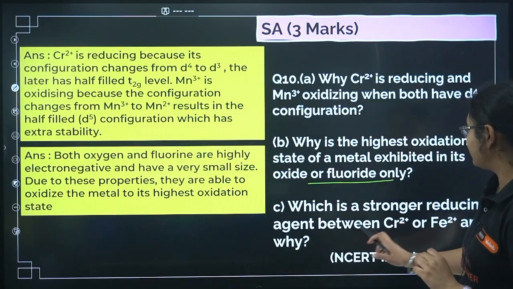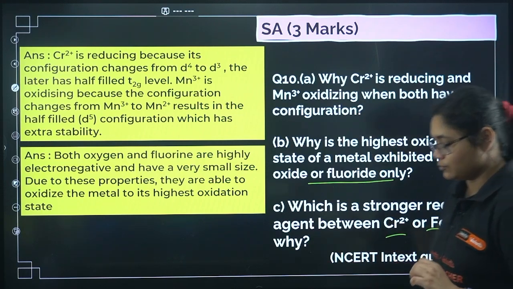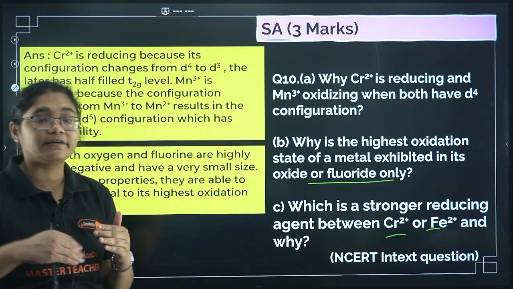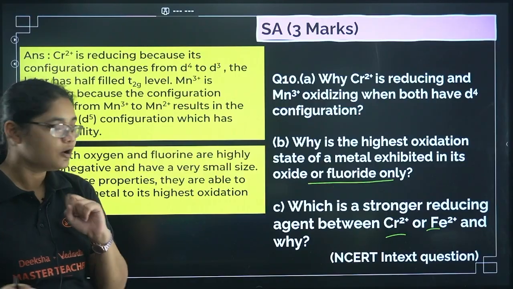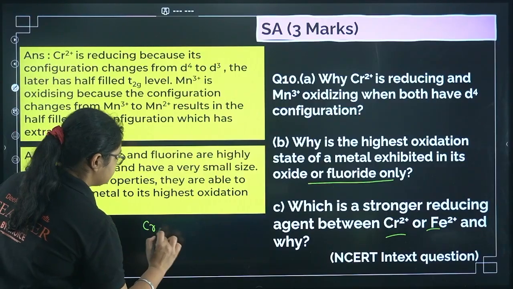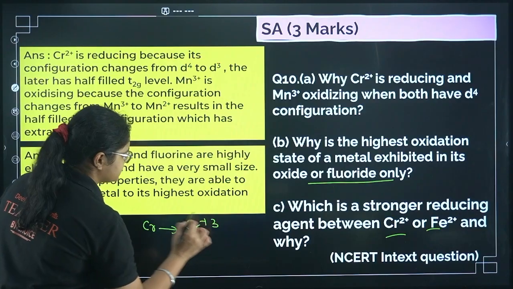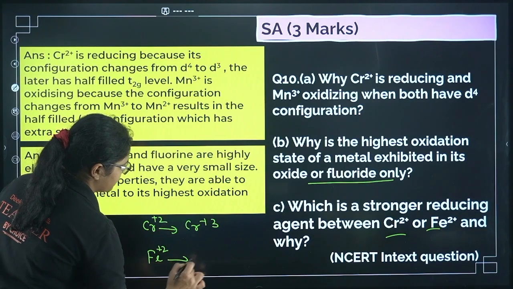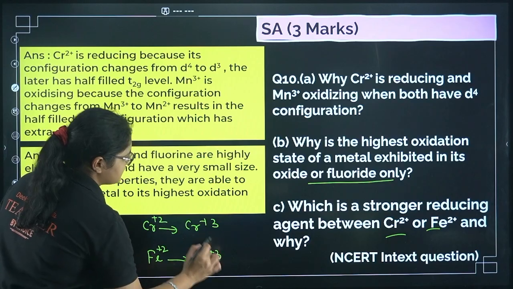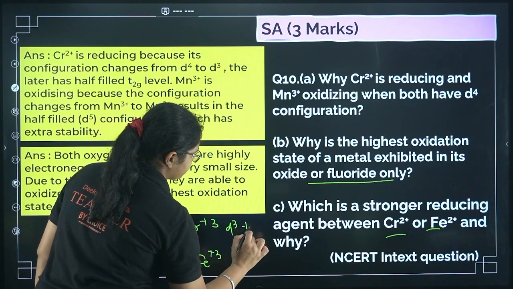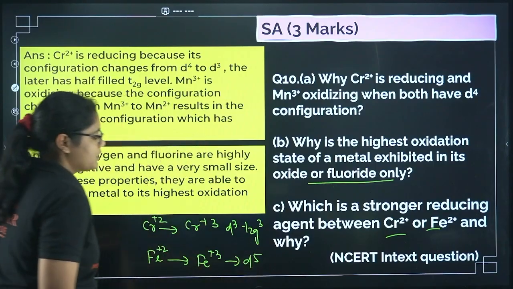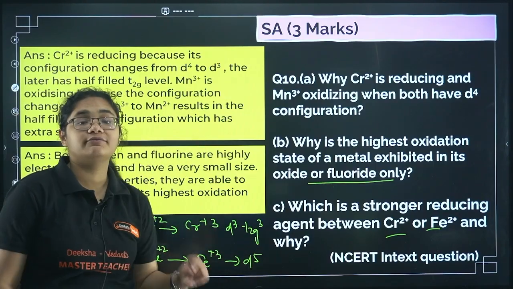Next, which is a stronger reducing agent, Cr2+ or Fe2+? Reducing agent means they will reduce others, and they themselves will undergo oxidation. So if you see, Cr2+ will undergo oxidation to Cr3+, right? And Fe2+, if it is undergoing oxidation, goes to Fe3+. Cr3+, just now I told, d3 configuration, t2g3, Fe3+ d5 configuration. Now the question is, out of d3 and d5, which is more stable?